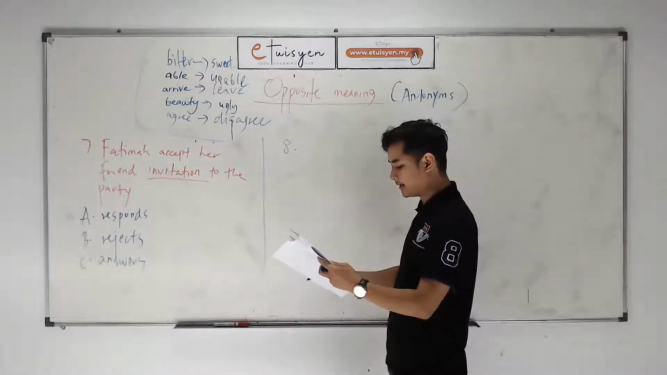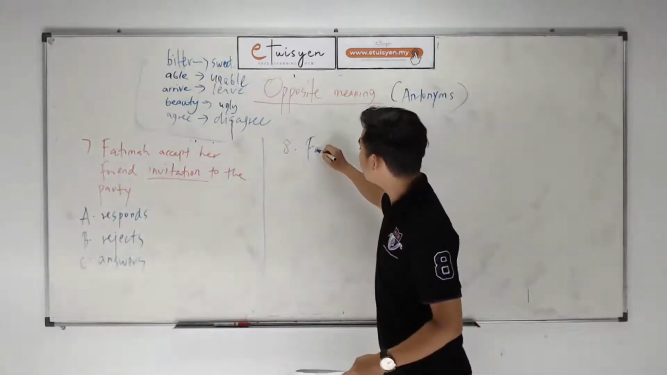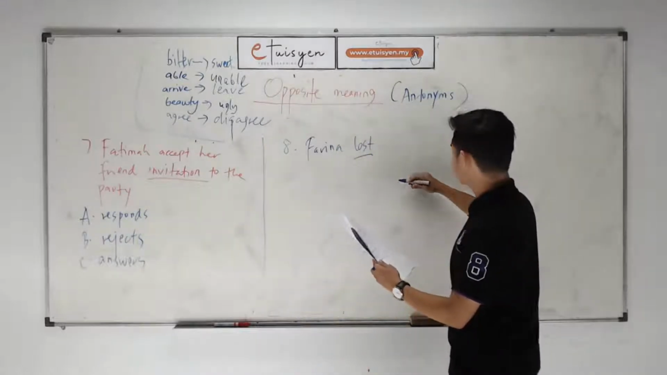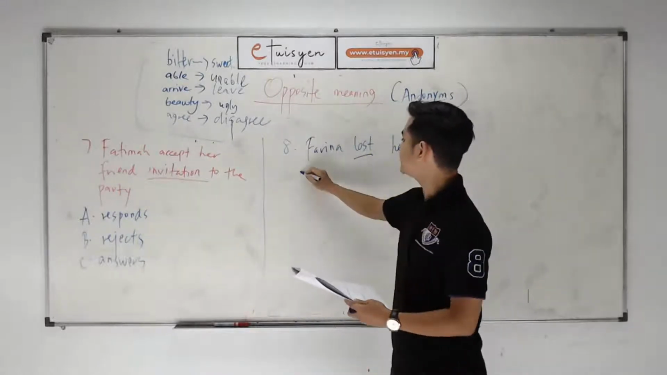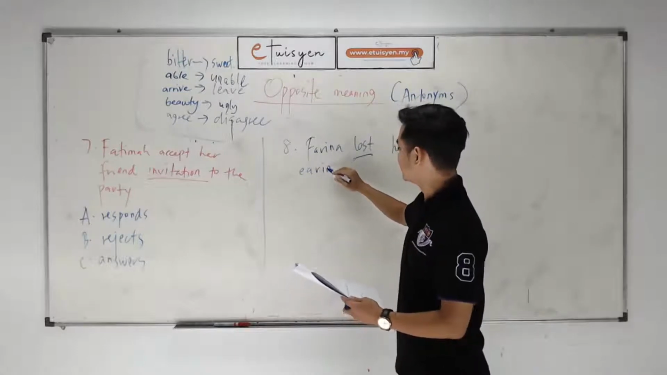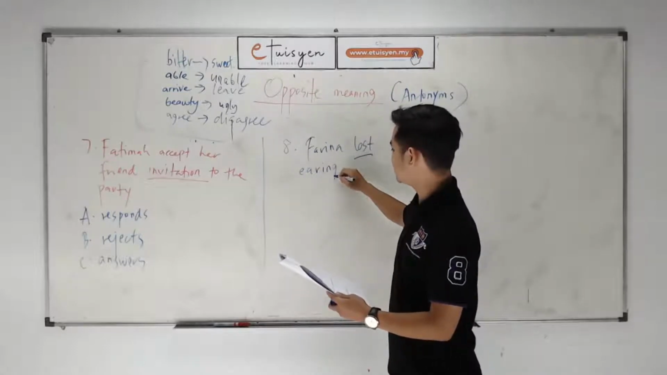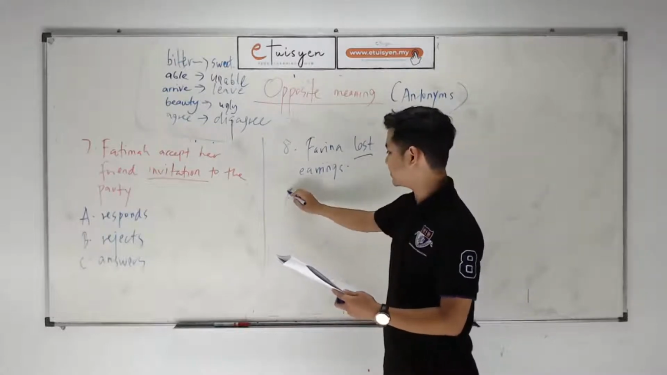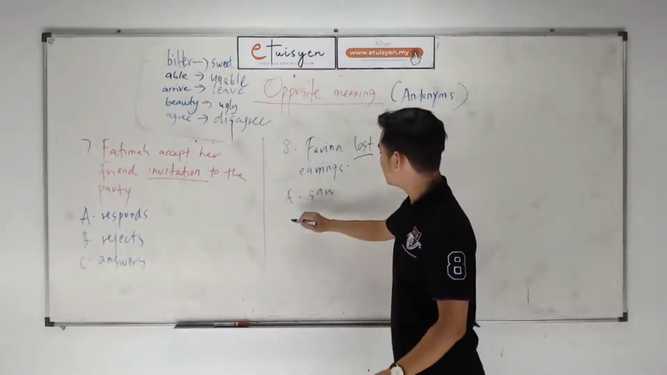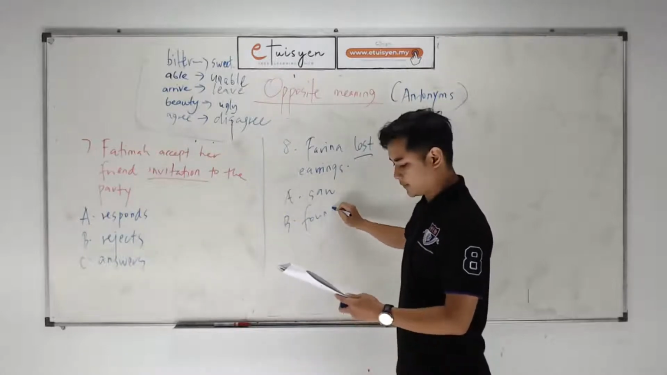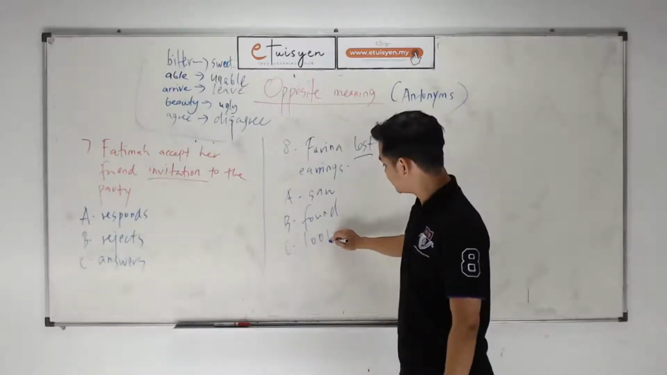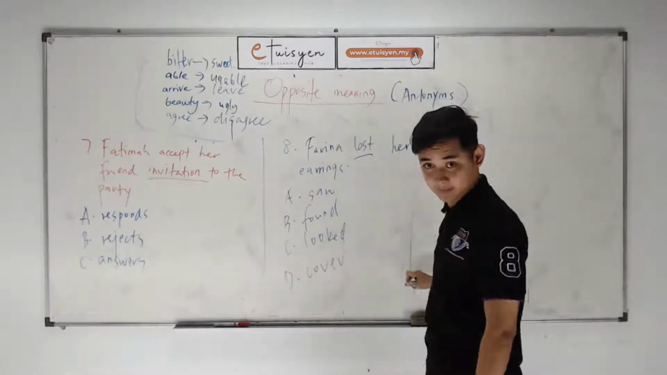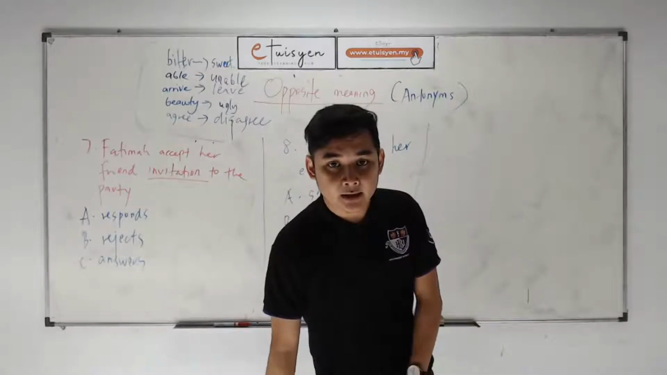Number eight, very simple one. Farina lost her earring, E-A-R-R-I-N-G, double R, sorry, earring. So we have A saw, B found, then we have C look, and D cover. Okay, all right.